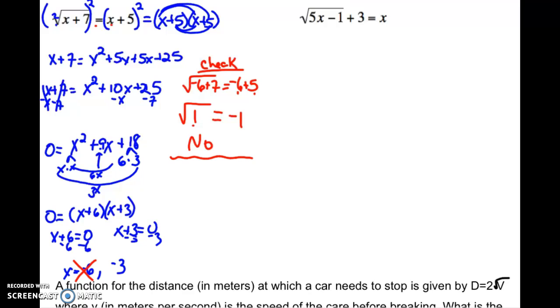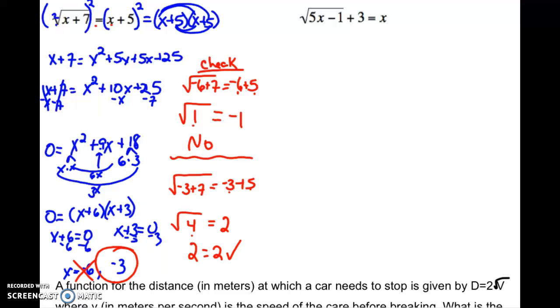So now we need to check the negative 3. So square root of negative 3 plus 7, is that equal to negative 3 plus 5? Well, negative 3 plus 7 is equal to 4. And on the other side, negative 3 plus 5 is 2. And the square root of 4 is equal to 2, so that checks. So our only answer here is x equals negative 3. So wow, this is everything we've been doing since before Halloween, mixed together in one problem.